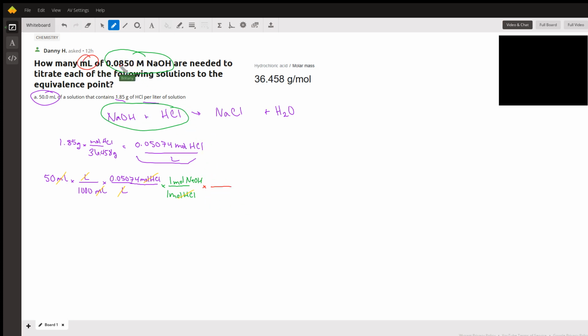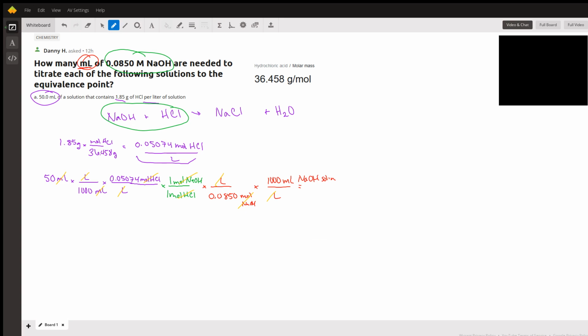So our molarity is 0.0850. So there are 0.0850 moles of sodium hydroxide per liter of that solution. And the answer is asking for milliliters. So for every liter, there are 1,000 milliliters. And so if we want to go back and double check, we see that moles of sodium hydroxide cancels here, liters cancel here, and then this is going to be milliliters of our NaOH solution.